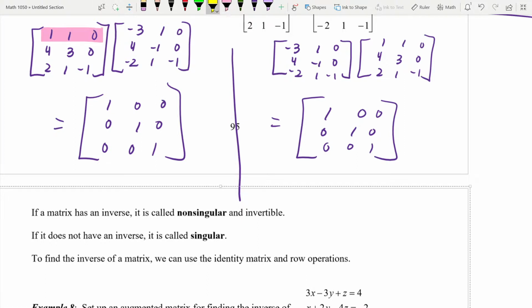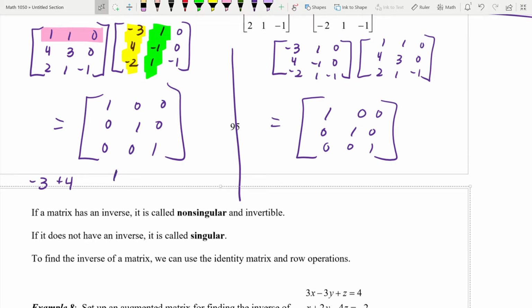Yellow, pink times yellow. Watch. 1 times -3 is a -3. 1 times 4 is 4. 0 times -2 is a 0. And -3 plus 4 is a 1. I know. It's crazy.